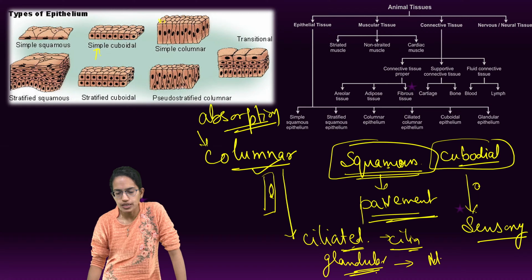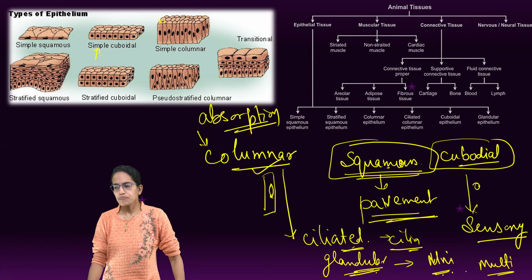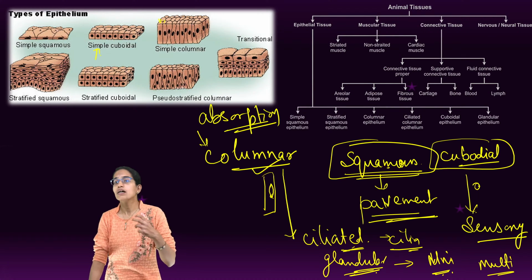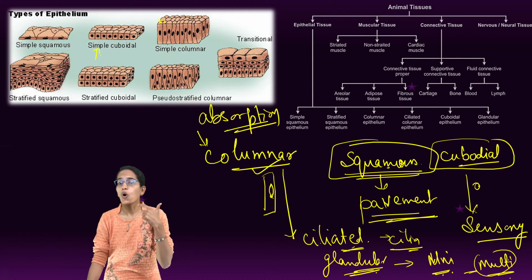The next one is glandular. Glandular could be uniglandular or multiglandular. Now let's understand the difference between the two. Uniglandular is usually seen in the goblet cells in the alimentary canal. Multiglandular is present in sweat glands, oil glands, which are also called sebaceous glands in the body.